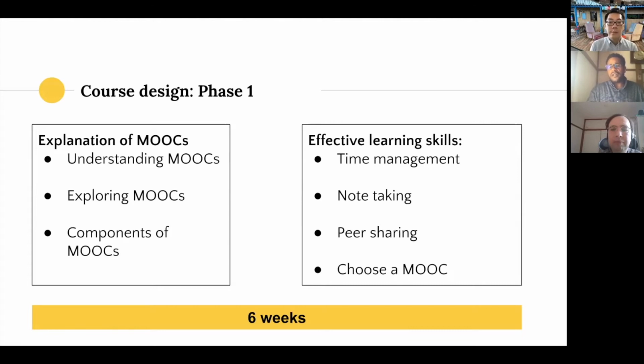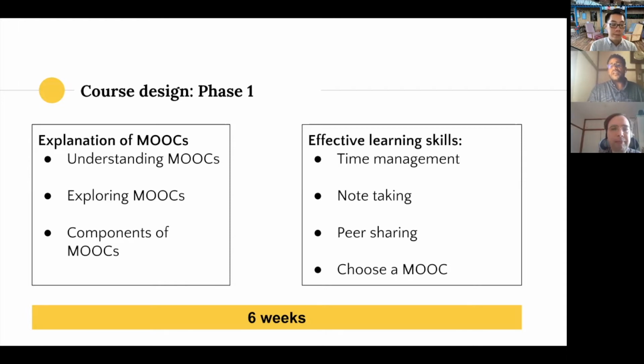Then while we are getting to know the MOOCs, students are learning about effective learning skills, such as time management, note-taking, and peer sharing, like getting used to talking with others. These skills are continuously developed throughout the entire course, and they are actually the main focus of the course in most aspects. This phase 1 lasts about 6 weeks.